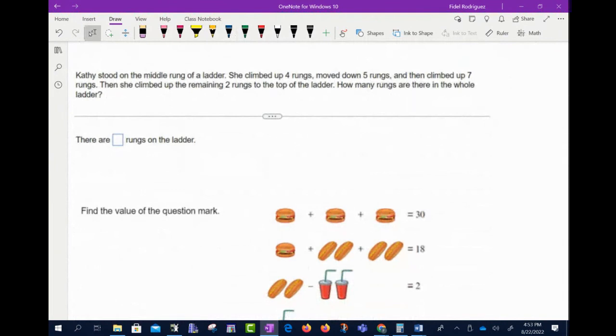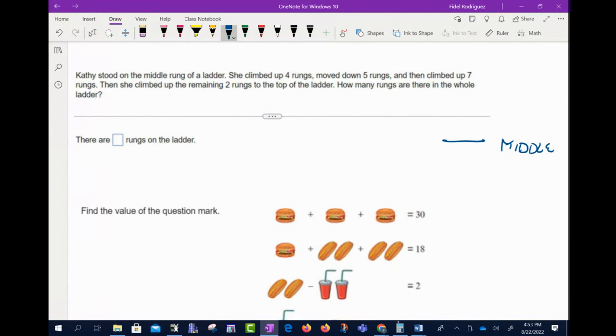All right. So we're almost done here. Katie stood on the middle rung of a ladder. She climbed up 4 rungs, moved down 5, climbed up 7, and then climbed up the remaining 2 rungs to the top of the ladder. How many rungs are there in the whole ladder? I don't know, but let's do this. We'll say there she is. She's in the middle.